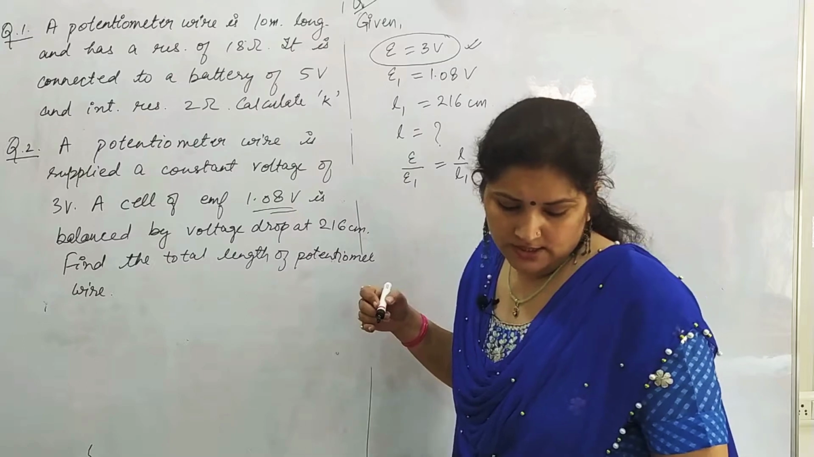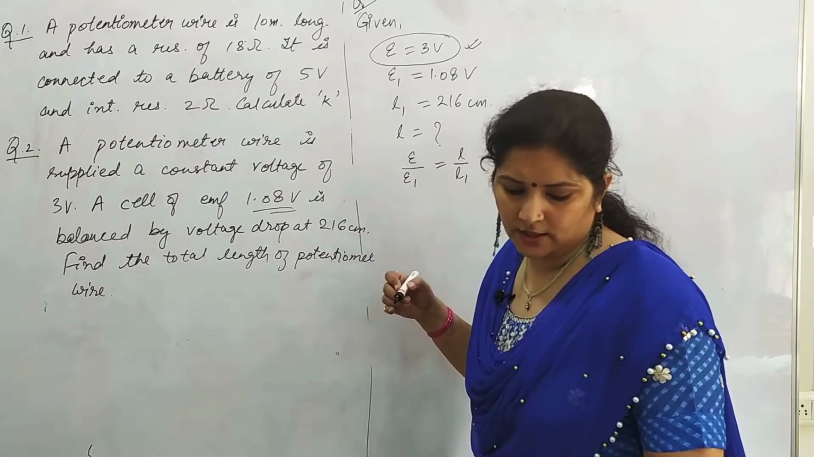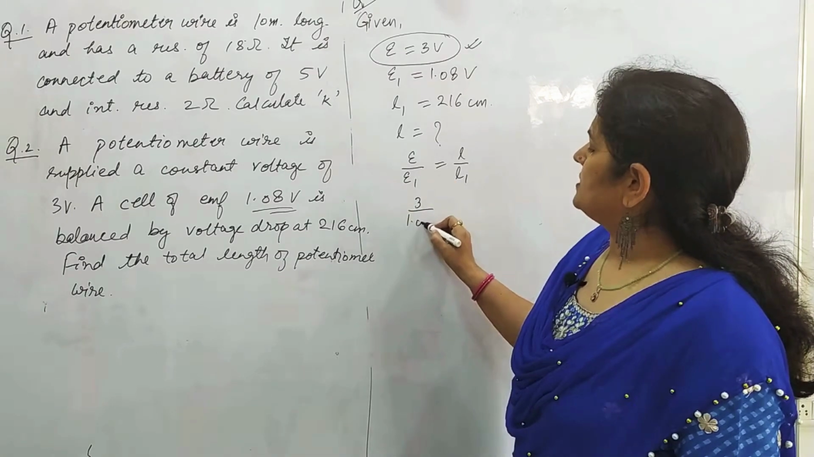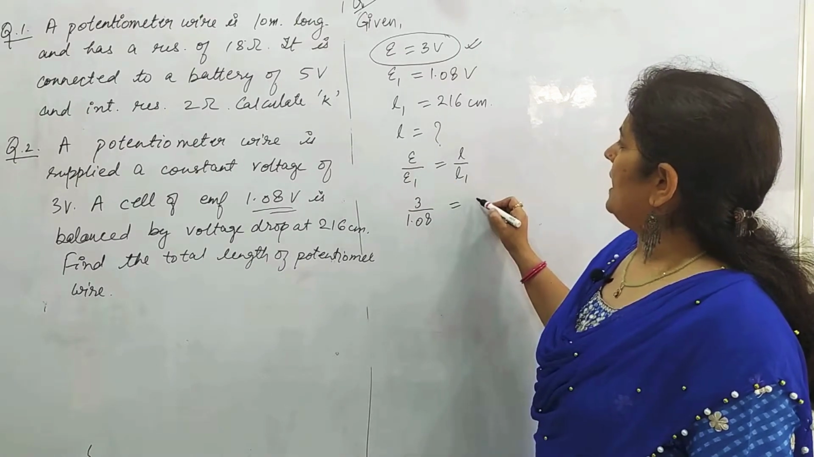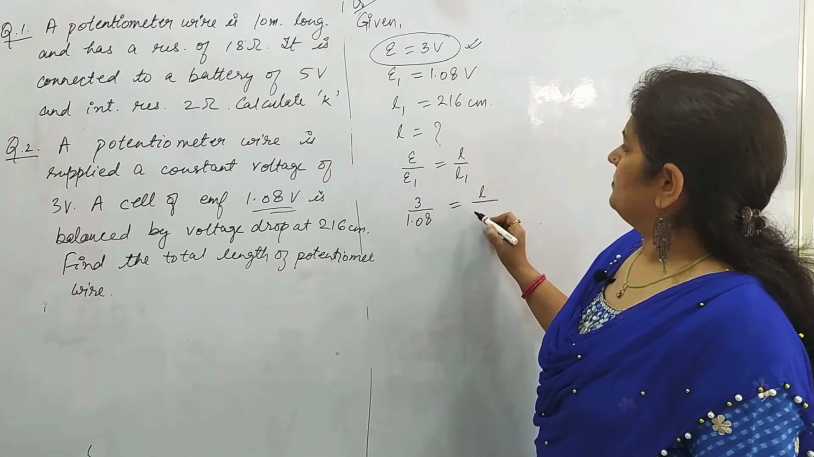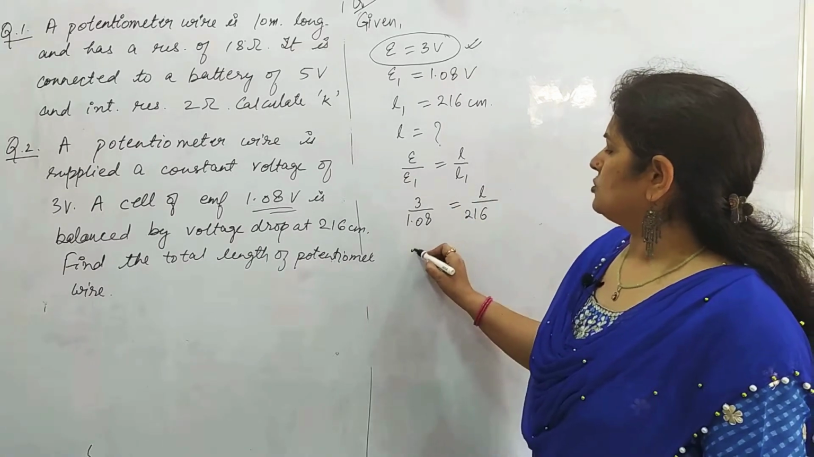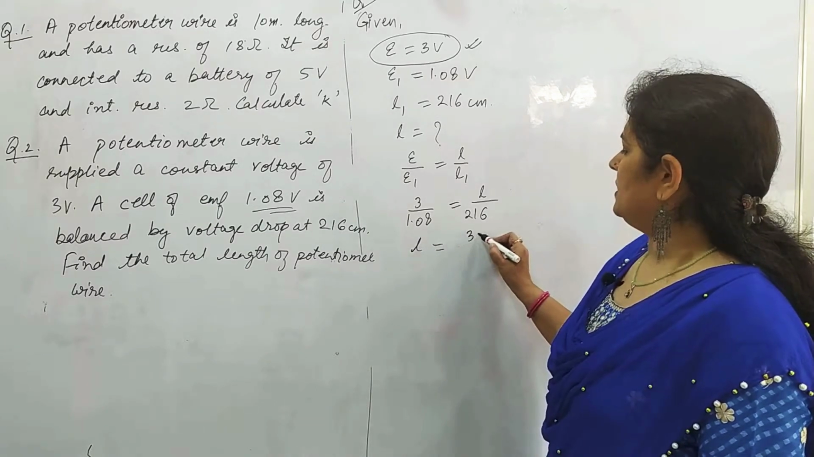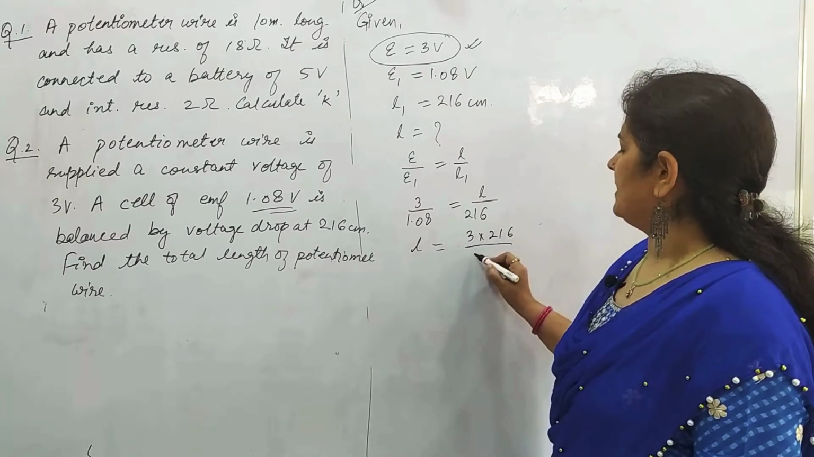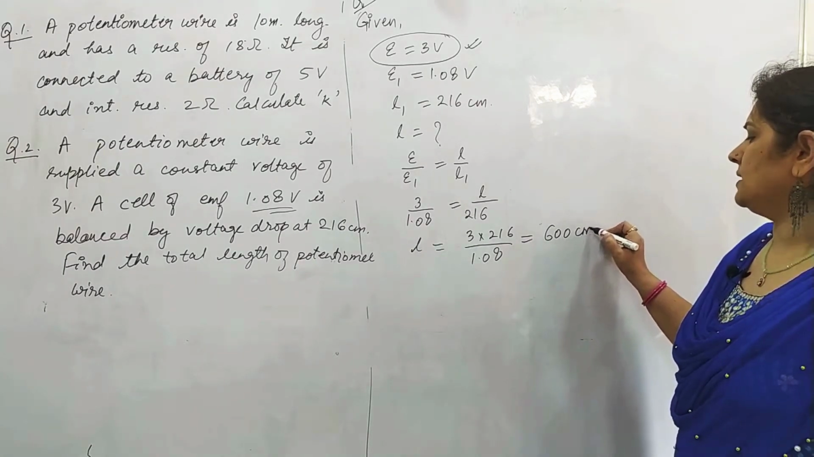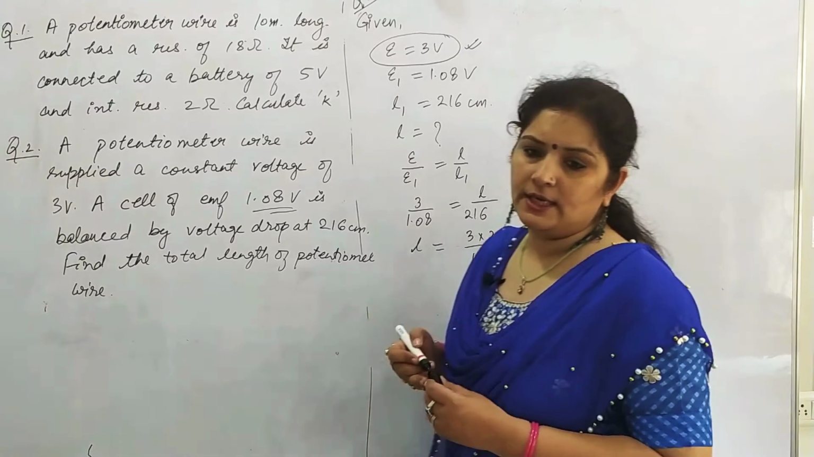Yes, the answer is 600 centimeter. Absolutely right. So 3 upon 1.08 is equal to L upon L1. L we have to find. L1 is given, so this is in centimeter. So L will be 3 into 216 divided by 1.08. On solving, you will get it approximately equal to 600 centimeter.